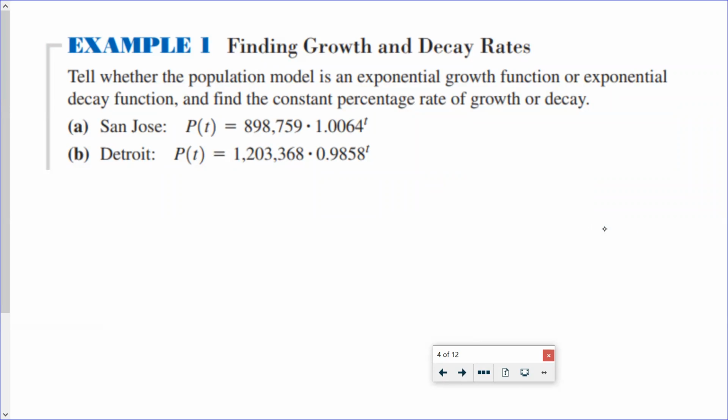So I'm looking at San Jose, my old friend. I'm looking at the base here and I'm saying, is the base bigger than 1? And sure enough, the base is 1.0064. 1.0064 just barely is bigger than 1, but it's still bigger, so this would be an example of exponential growth.